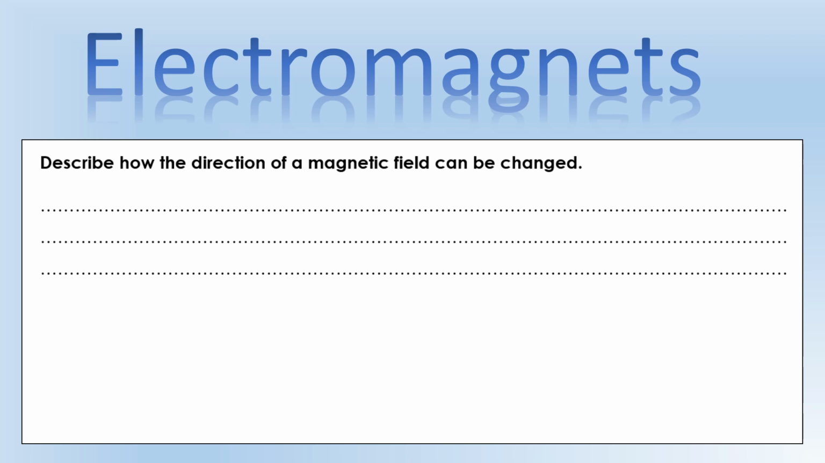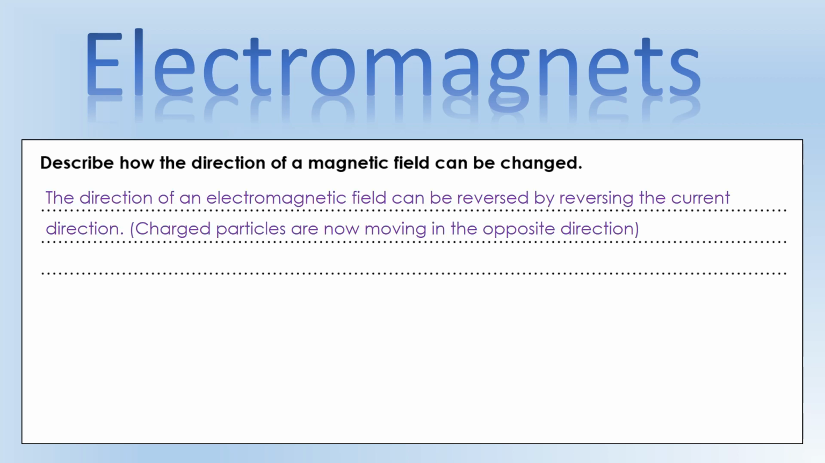So how do we change the direction of a magnetic field? Well, earlier we saw that for a charged particle, we can change the direction of the field either by changing the charge, which isn't an option in a circuit because it's always electrons that are moving around, or we can change the direction that the charge is moving. So if we want to change the direction of an electromagnetic field, we would need to reverse the current. So essentially, we just change the connection to apply the potential difference in the other direction.